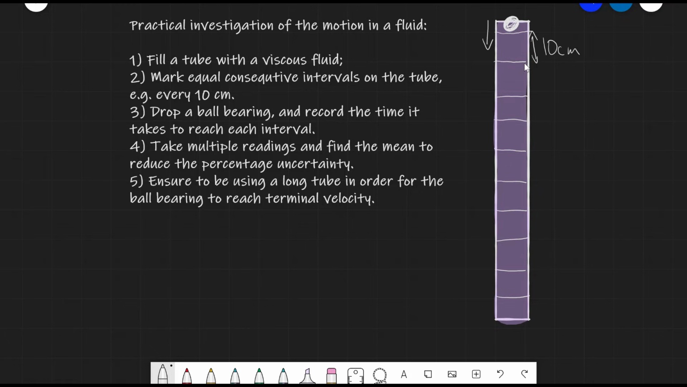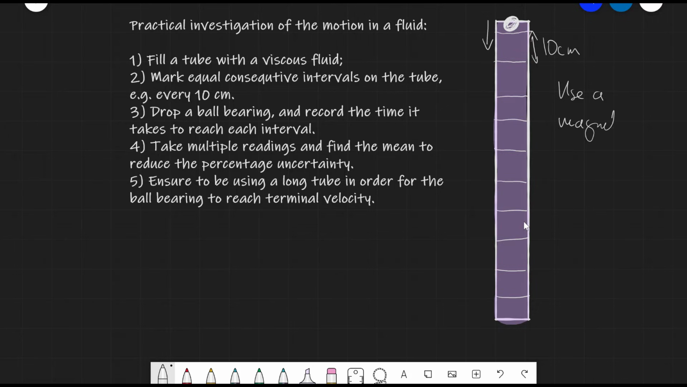So at what time did it reach this interval, at what time did it reach this one, this one, this one, and so on and so forth. We're going to take multiple readings and then find the mean. Now also I'll make a note that we can use a magnet.